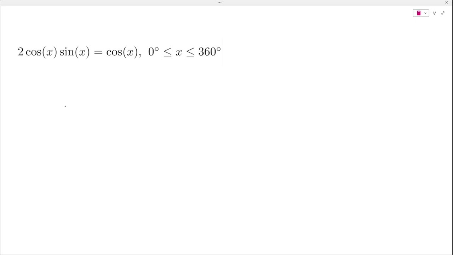So today we're just going to be going through the problem of 2 cos x sine x equals cos of x, where x is between 0 and 360 degrees.